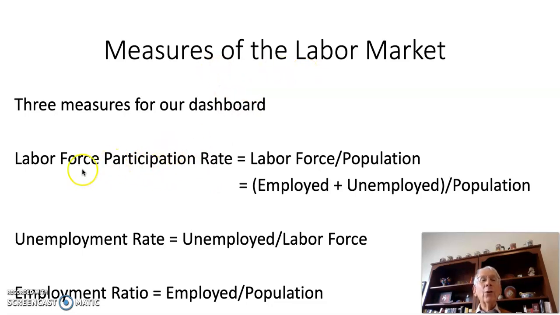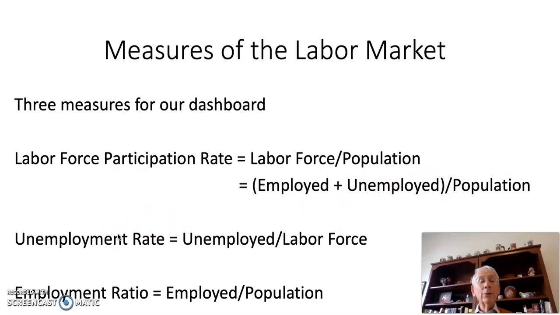The first one is called the labor force participation rate. This is a measure of labor supply. What share of the population, we usually just look at adults, is in the labor force? What that means is that they're either working or actively looking for work. So what share of the population is either employed or unemployed, divided by the population?